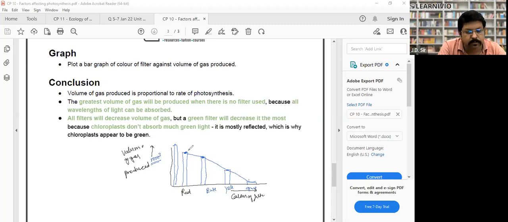Okay, so all antenna pigments absorb light in white light, because in white light all frequencies are present. So no filter is white light, right? No filter is white light.